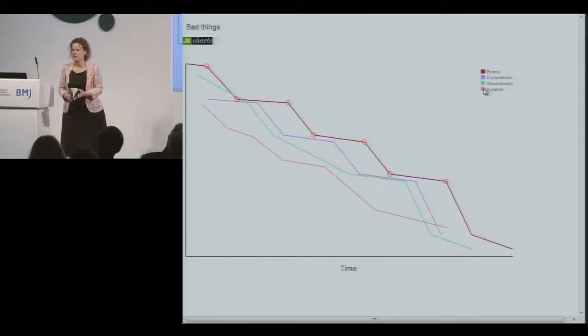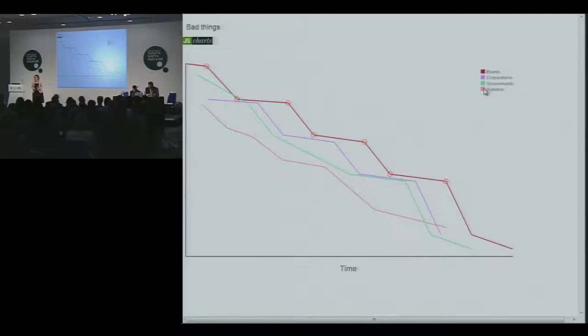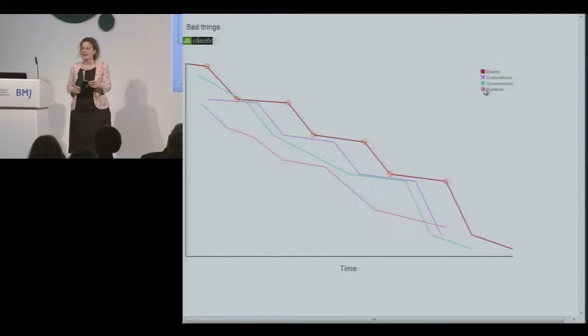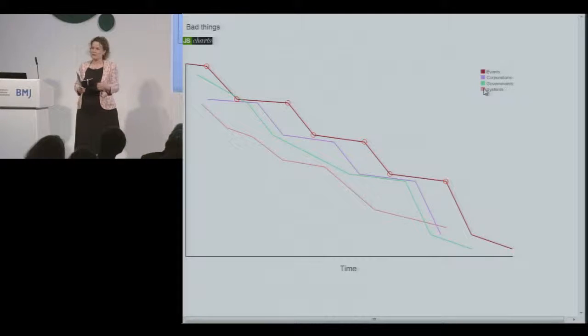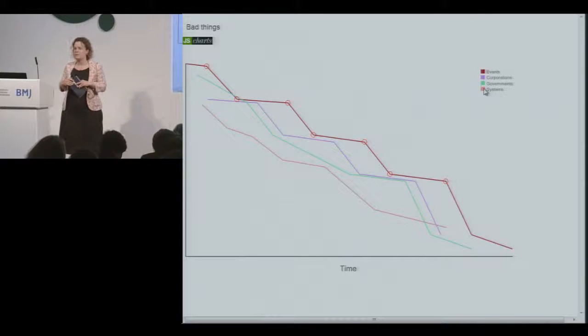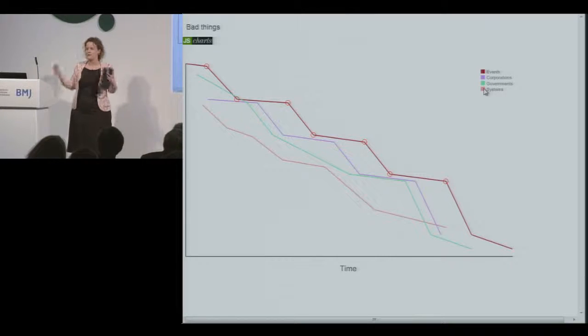Rationing. Who thinks rationing is good? No, not many people think rationing is good. In the US at the moment, with the healthcare reforms going through there, a lot of the Republican side are calling rationing the death panels. We have rationing in the UK and it's run by something called NICE.